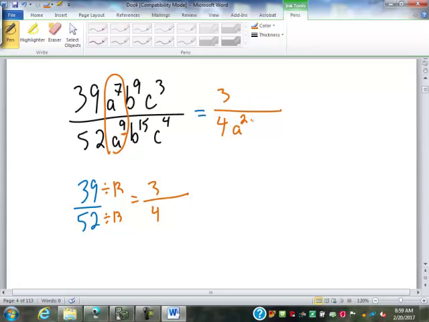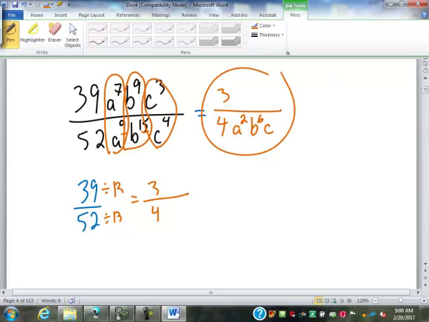B, top or bottom? Bottom, power of 6. There we go. The larger power for B was the 15, that's on bottom. 15 minus 9 is 6. And how about C, top or bottom? Bottom, and power? Just C, or we could do C to the 1. 4 minus 3 is 1. So C to the 1 or just C, and the larger power was on bottom. So there it is, 3 over 4a squared b to the 6c. How many of you had that?